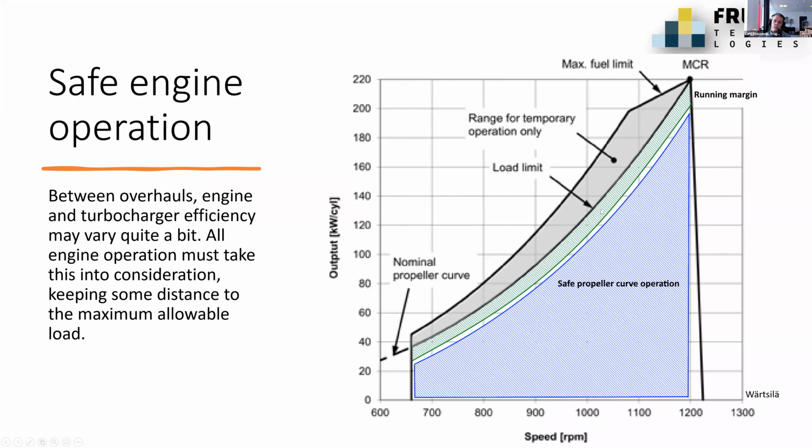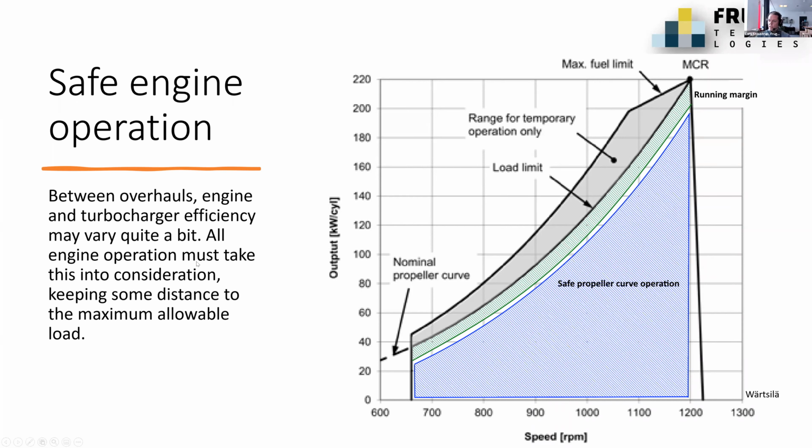So in practice, what you do is you add a certain buffer to the maximum load that the engine accepts. This is the green area. So you actually create an artificial sort of running margin, which is there to ensure that whatever you do and however the engine operates and however old it is and however fouled your components are, the engine won't suffer. It's going to be okay. So the blue area is then the area that will be considered safe at all times for propeller curve operation. So even though everything is fouled and things are not nice, propeller curve is fine.